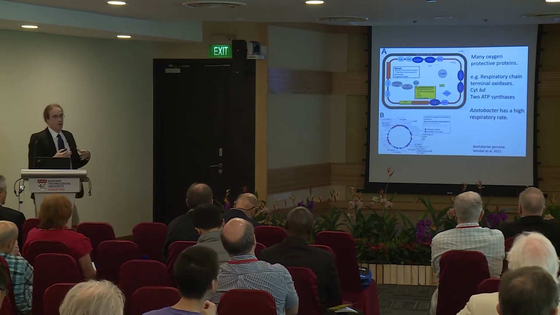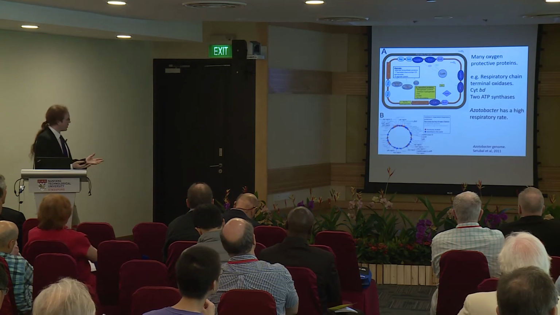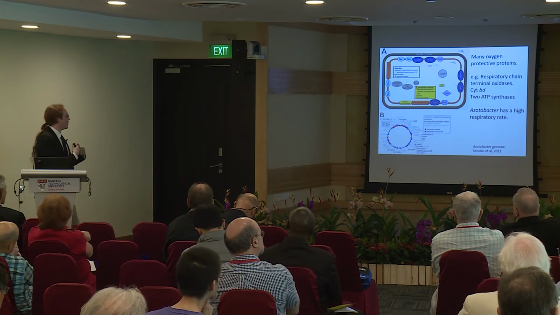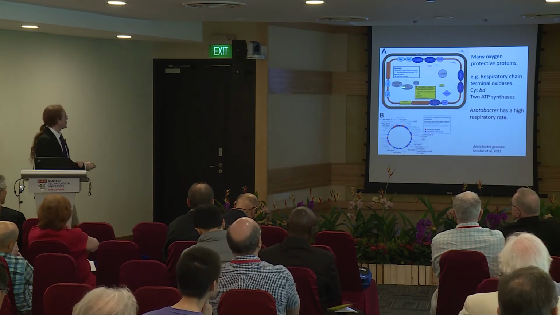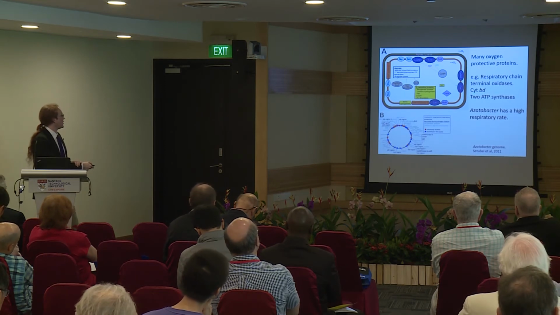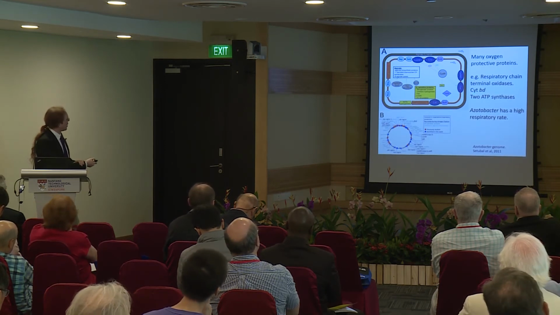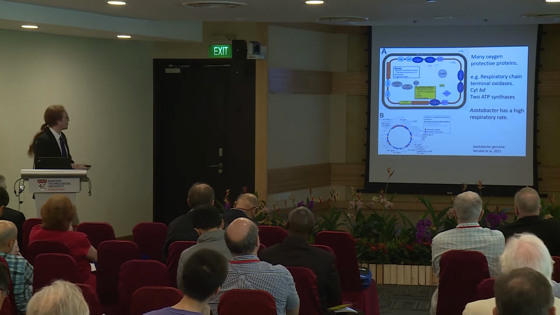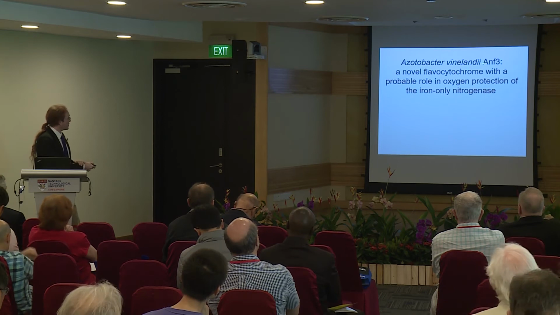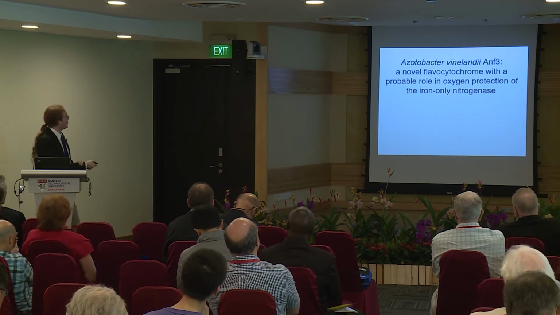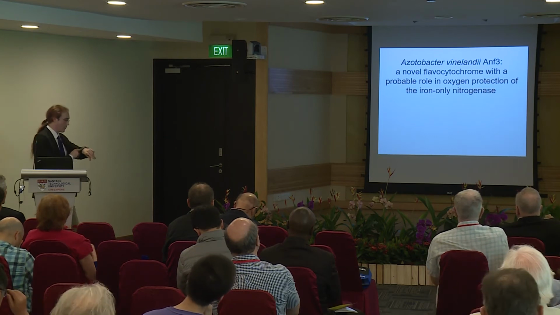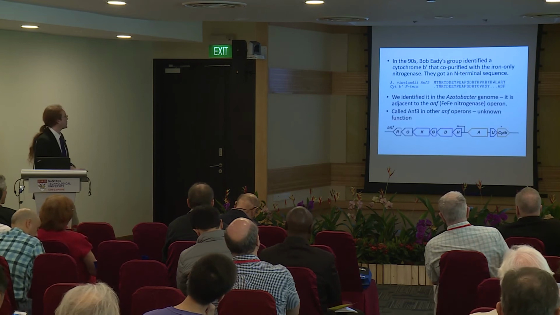Okay, so I'm going to talk now about a protective protein that we investigated. In the Azotobacter genome, there are multiple copies of respiratory proteins. There are 2 ATP synthases. There is a cytochrome BD terminal oxidase. I think there are other alternative respiratory proteins as well. So we investigated another one, so far unpublished, called ANF3, which is a novel flavo-cytochrome with a probable role in oxygen protection of nitrogenase.